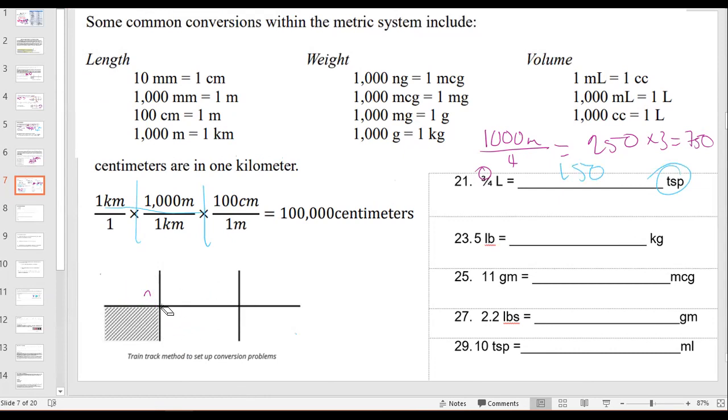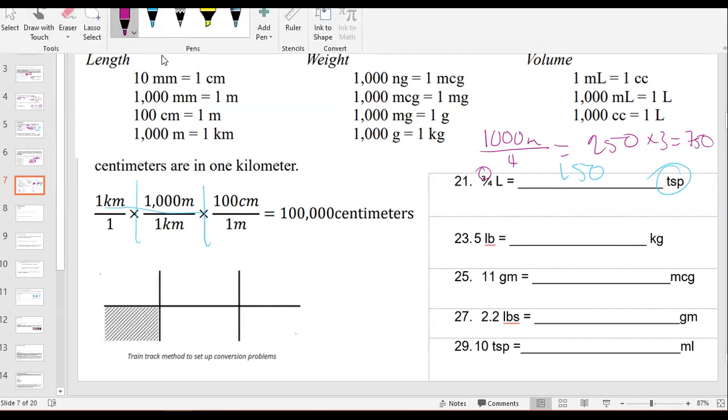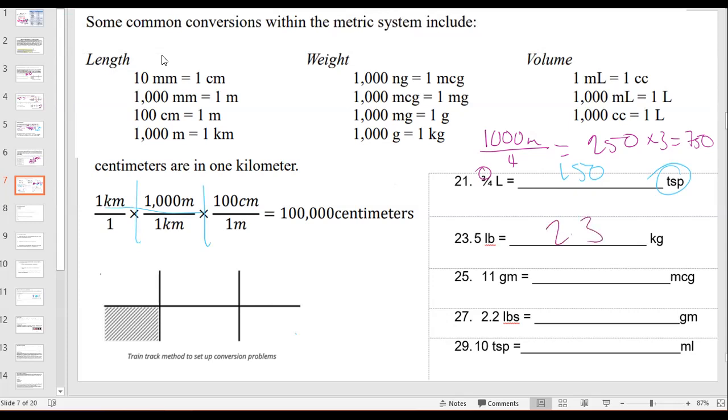So for the next one, we have 5 pounds to kilograms. We already worked that one, and we said it was 2.3, I think, kilograms. Grams to micrograms. So we have 11 grams. How many conversions am I going to do? 2, right? Because I have milligrams and then I have micrograms. So 1 gram equals 1,000 milligrams. Where am I going to put my grams? At the bottom, grams, and milligrams at the top.